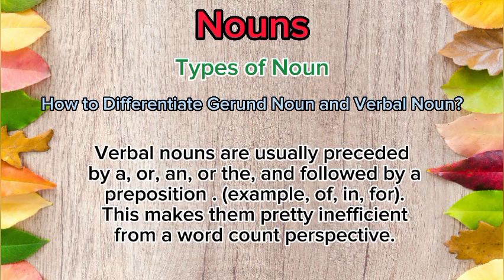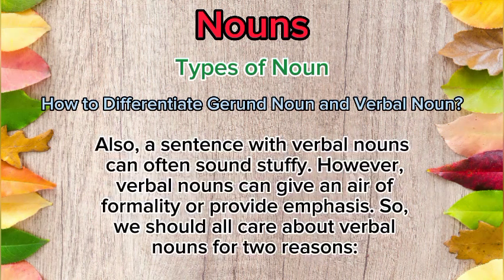Verbal nouns are usually preceded by a, an, or the, and followed by a preposition. Example: of, in, for. This makes them pretty inefficient from a word count perspective. Also, a sentence with verbal nouns can often sound stuffy. However, verbal nouns can give an air of formality or provide emphasis.